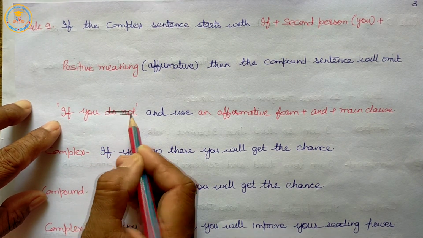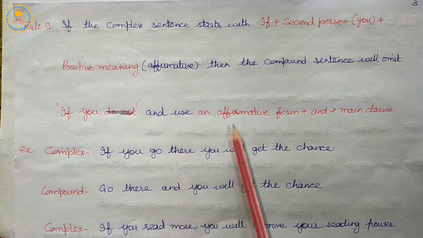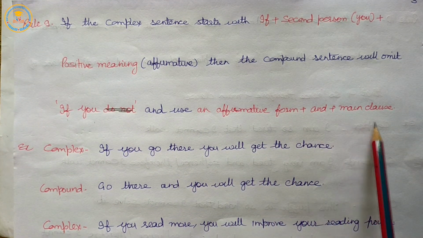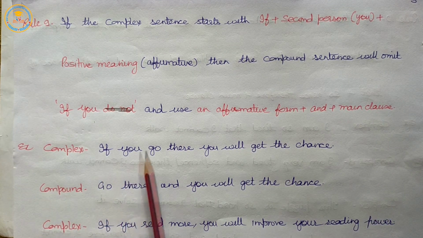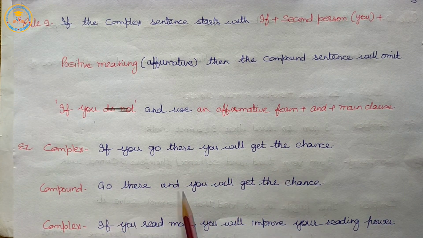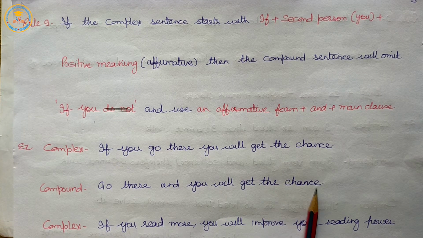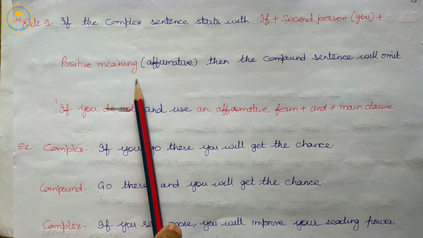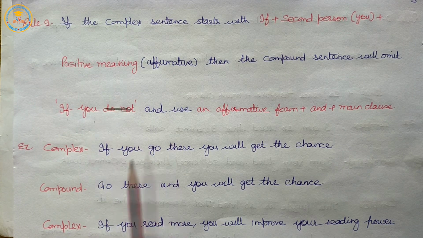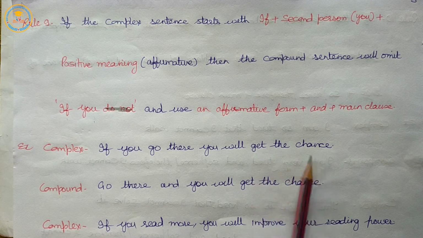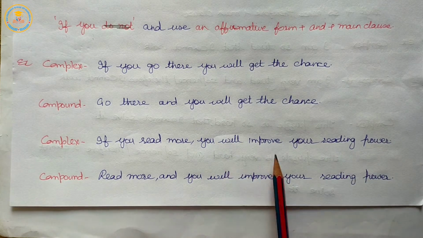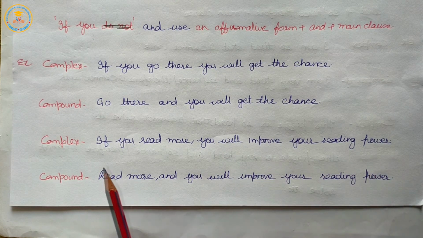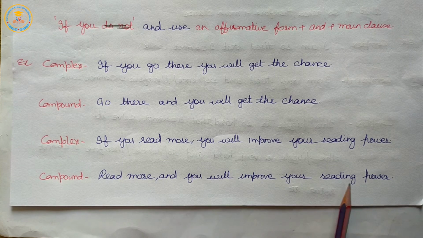Then the compound sentence will omit if you and we will use affirmative form plus and plus main clause. Example, if you go there, you will get the chance. Go there and you will get the chance. In our eighth rule, we read that we will remove if you do not, if the sentence is negative meaning. But here if the sentence is positive meaning, then we will remove if you. So if you go there, you will get the chance. Go there and you will get the chance. If you read more, you will improve your reading power. So read more and you will improve your reading power.